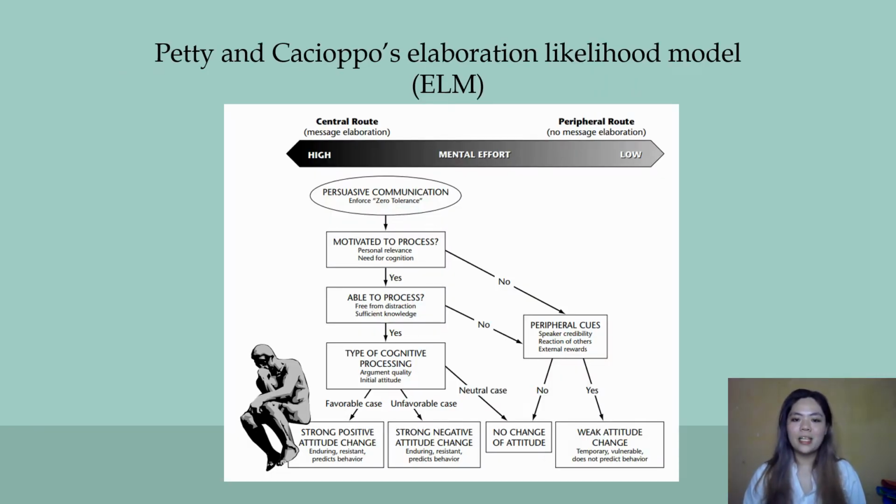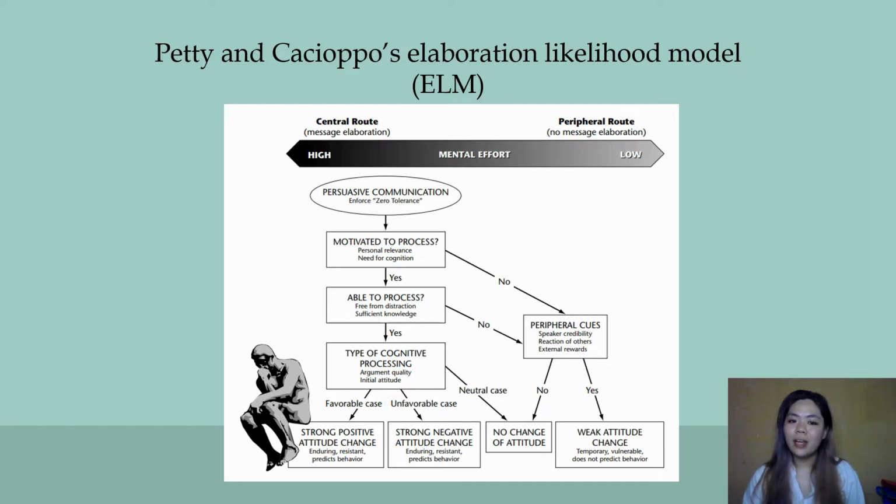To further examine the central and peripheral route, please take a look at the simplified version of the elaboration likelihood model. Now let's start with the central route. The central route has 4 steps, and to better understand these steps, I will summarize it by providing each step with a question. The 4 questions are as follows.